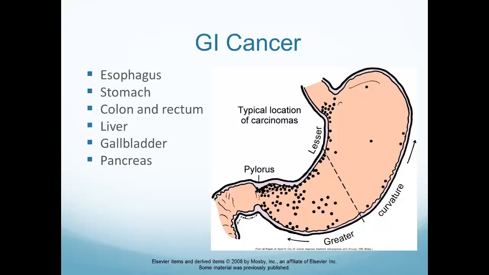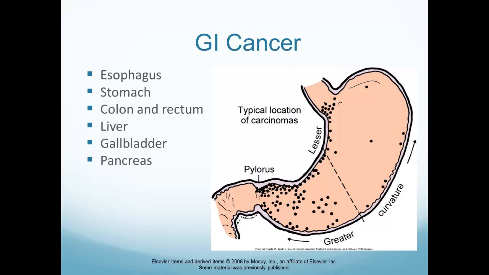GI cancers are another condition we have to be aware of. They can happen many different places in the GI tract. We can have esophageal cancer. We can have stomach cancer. Those two are more common with people who have an excessive intake of alcohol. We can have colon and rectum cancers. Okay, and again, the only way we usually know the patient has colorectal cancer is by having some kind of GI bleeding.